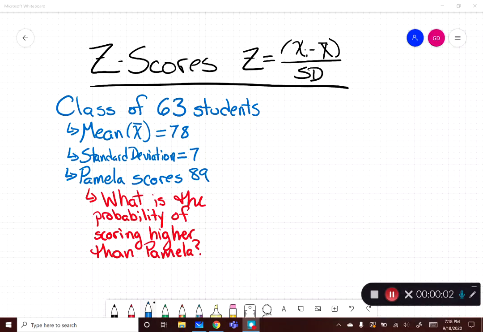Hello everyone, so today we're going to go over how to calculate z-scores by hand. Here I already have an example in front of you with the z-score calculation.